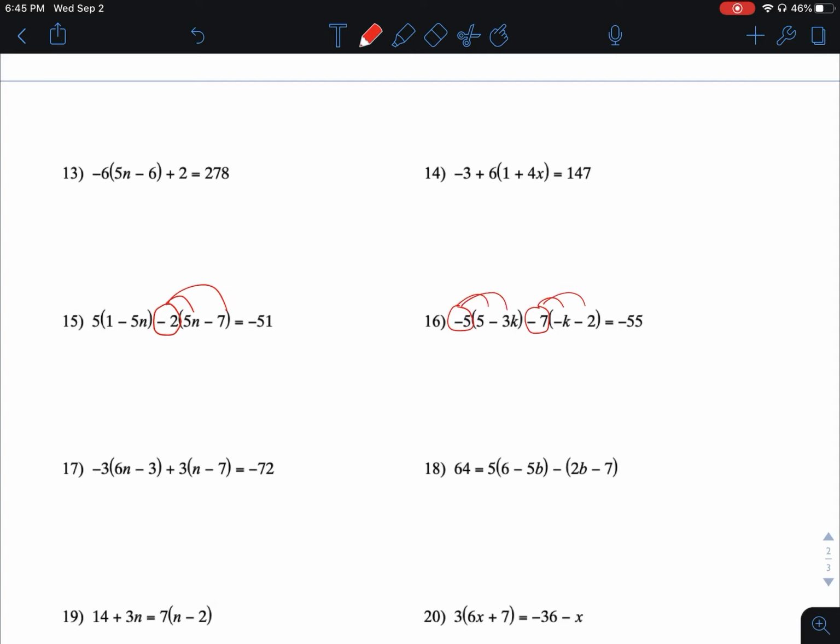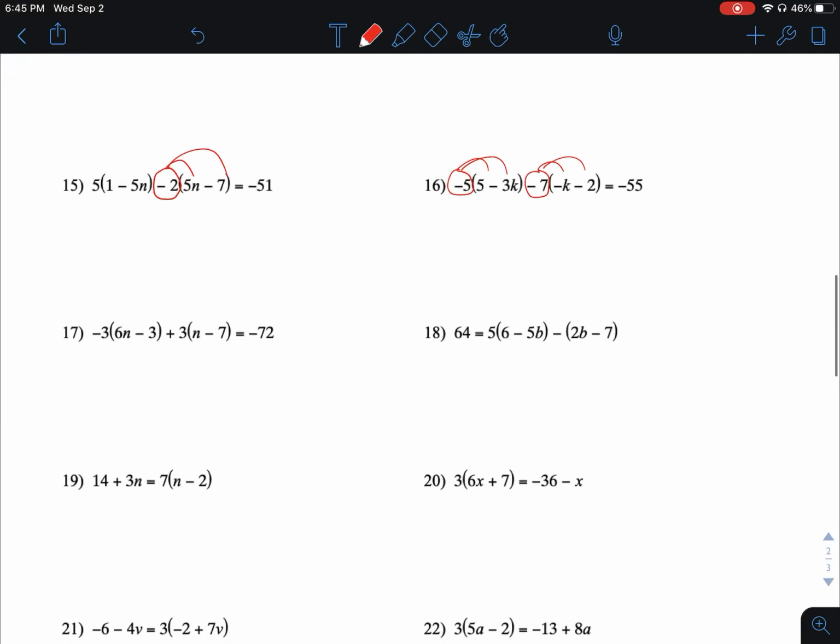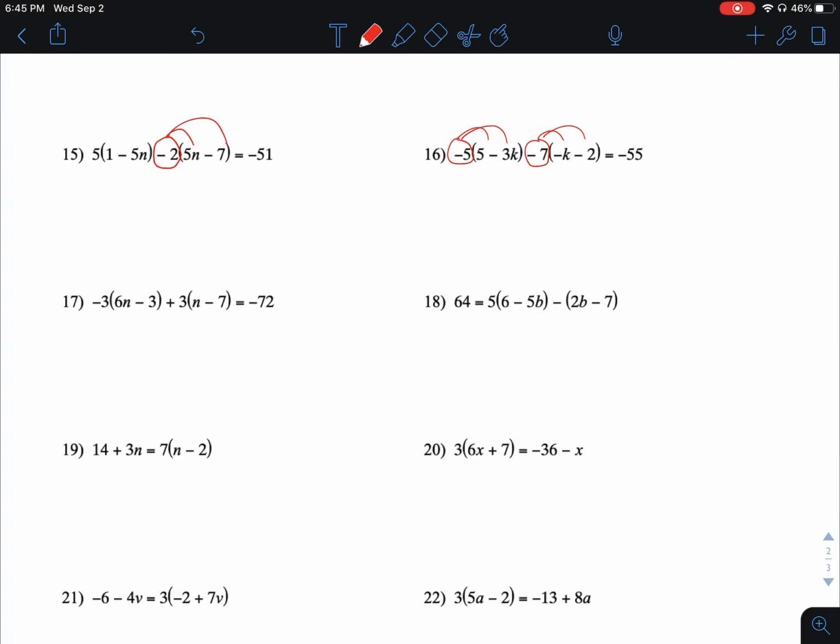And then I'm going to do number 18 with you. If we look at number 18, I'm going to start by distributing the first set. So I'm going to distribute 5. So this is 30 minus 25b. Here, this is a negative sign. I'm going to distribute that as really like a 1 there, so it's a -1 there. So this becomes -2b plus 7. Be really careful on your signs. Equals 64. Now I'm going to look at combining like terms.